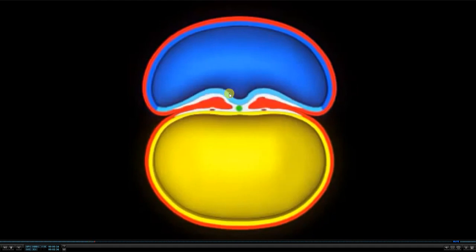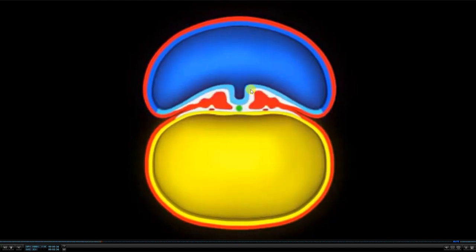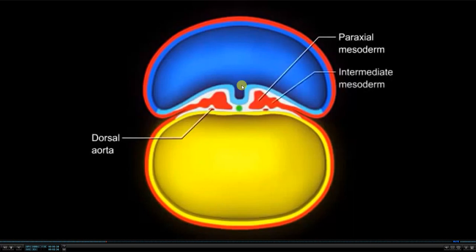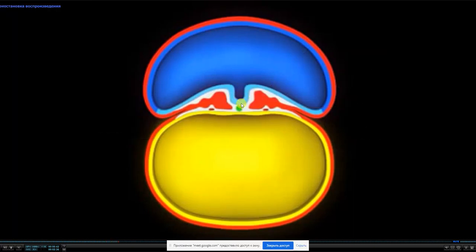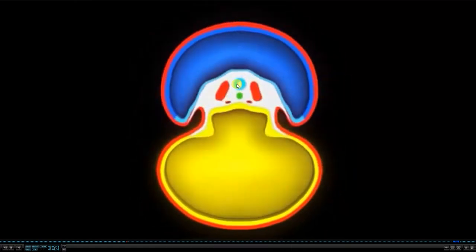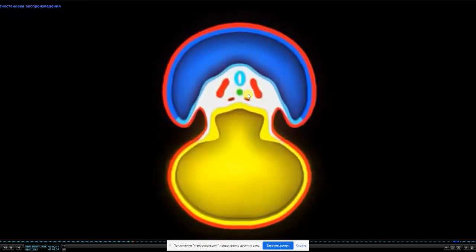As I said, the notochord determines the formation of the neural plate, and the neural plate forms the neural fold, and the neural fold forms the neural tube. Along with this process, the notochord also determines differentiation of mesoderm, which is present on both sides. Anyway, three layers of mesoderm are formed, and then follows the process of folding.